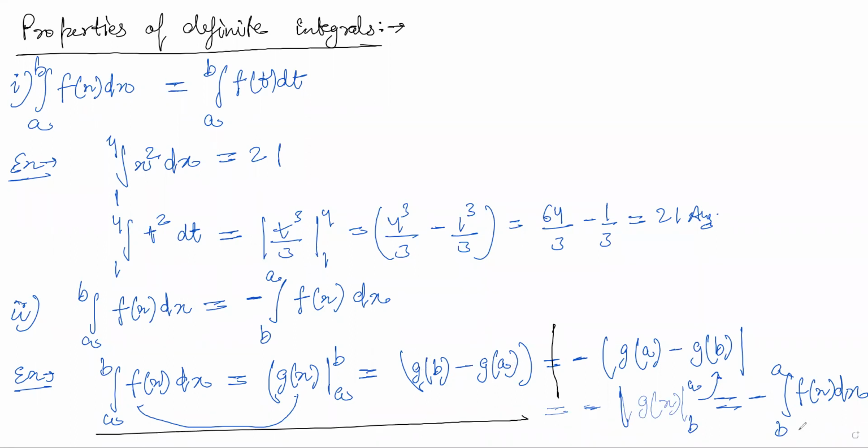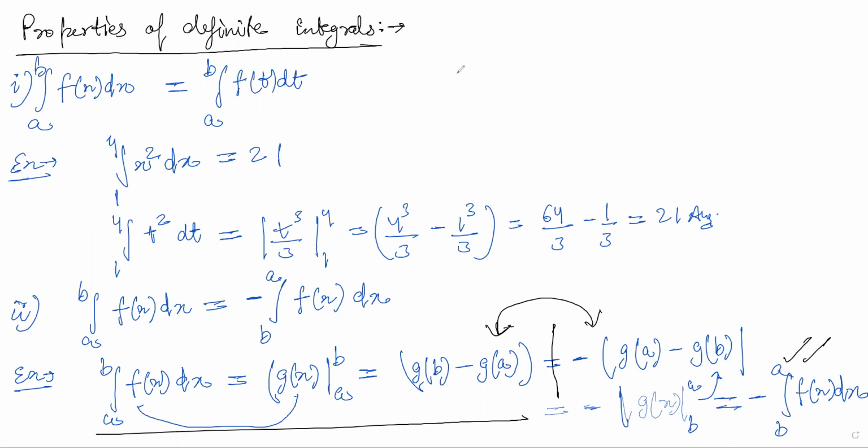Now this is the second part. If I'm integrating from b to a, let's say I change the limits, so the answer should be ga minus gb, because the upper limit is a and the lower limit is b. So if we apply a negative in front of it, we'll get the same answer as this. So the basic conclusion is, if you interchange the limits, just apply a negative before the whole function.